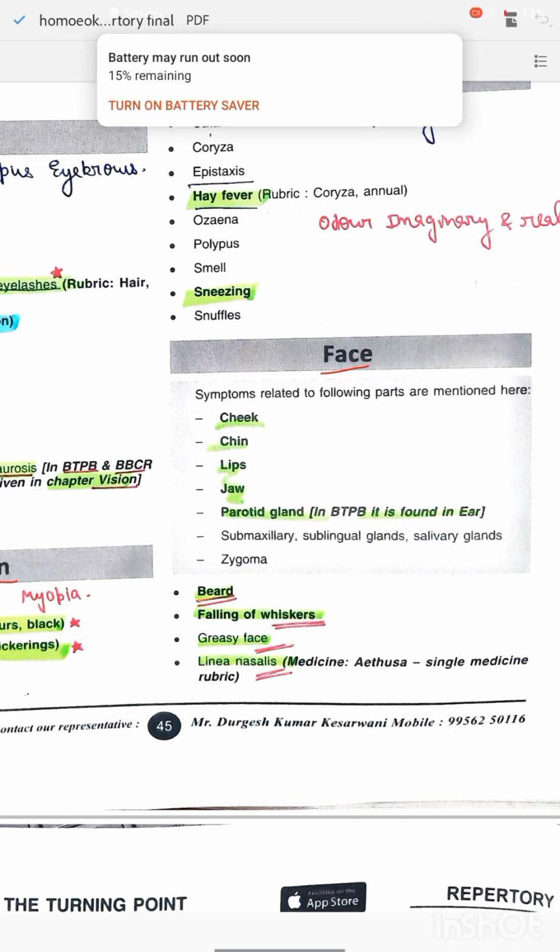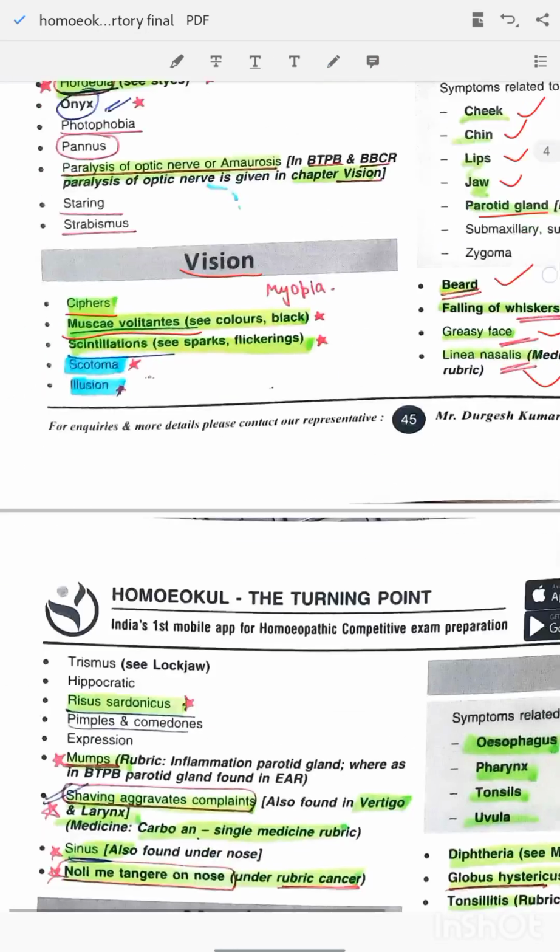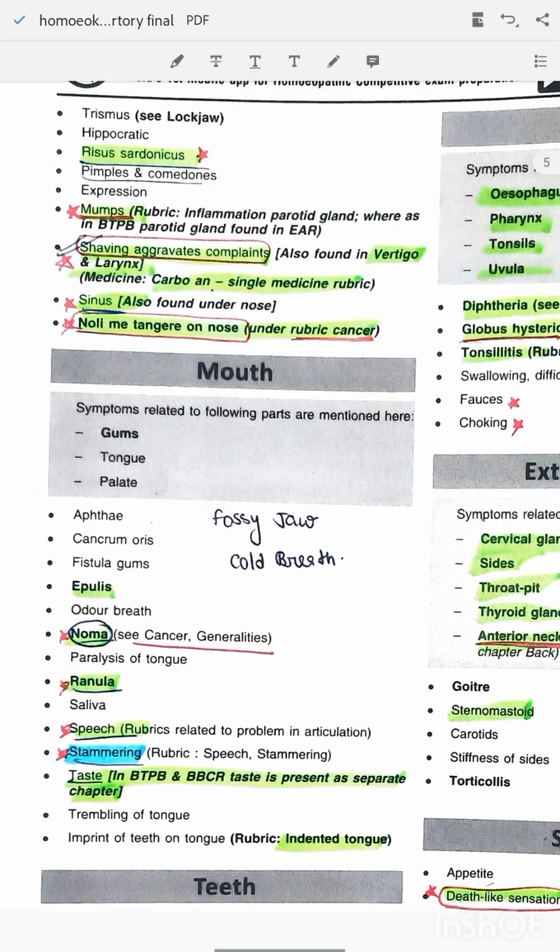symptoms related to the following parts are mentioned: cheek, chin, lip, jaw, parotid gland. In BTPP, it is found in ear, submaxillary, sublingual and salivary gland, and zygoma. Beard, falling of whiskers, greasy face, labia nasalis, trismus, hippocratic, risus sardonicus, pimples and comedones, expression, mumps, shaving aggravates complaints, sinus, noli me tangere on nose, under rubric cancer. In mouth, you will find symptoms related to gums, tongue and palate.